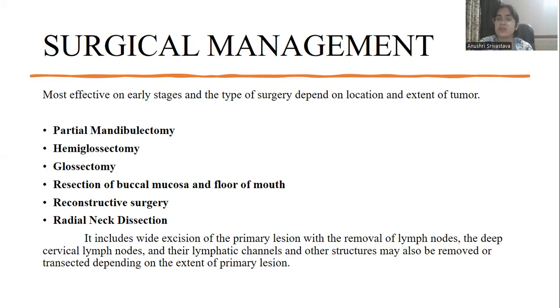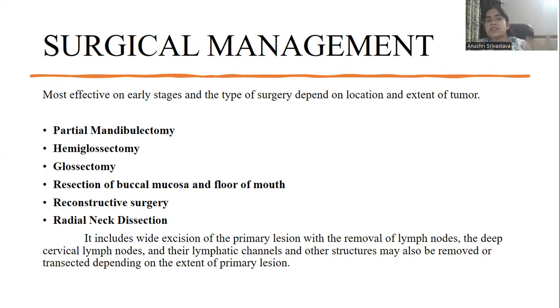Then we can also go for glossectomy, where we will cut the tongue also. Then resection of buccal mucosa and floor of the mouth. We can resect or cut some part of the buccal mucosa and floor of the mouth where the cancerous cells are present, and we will remove it, and then we will give plastic surgery. Then we can also do reconstructive surgery or plastic surgery.